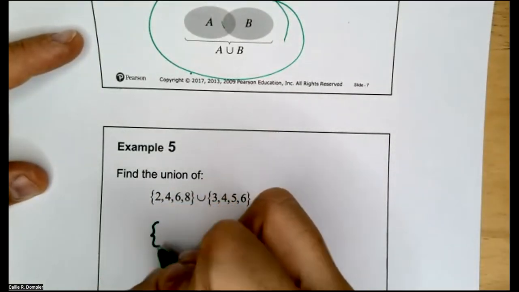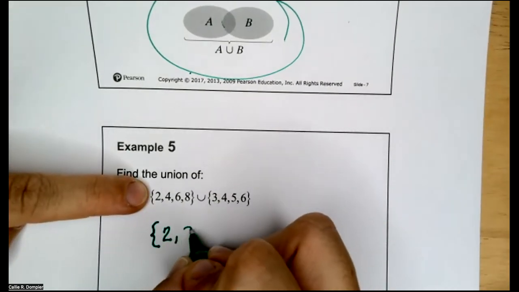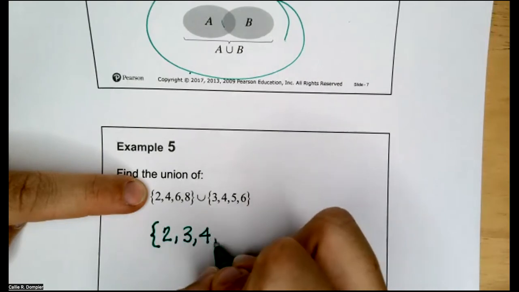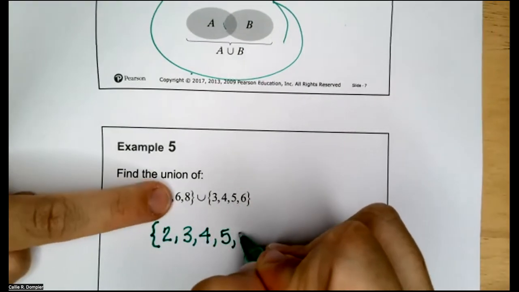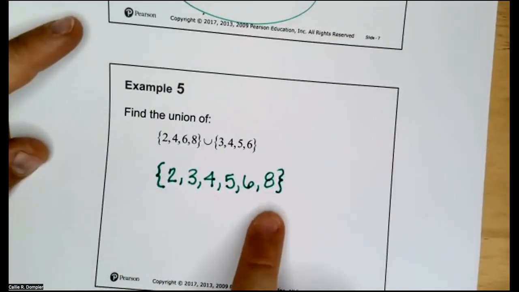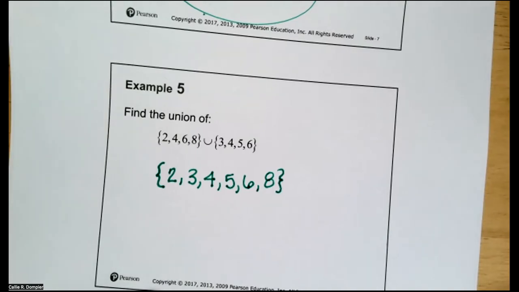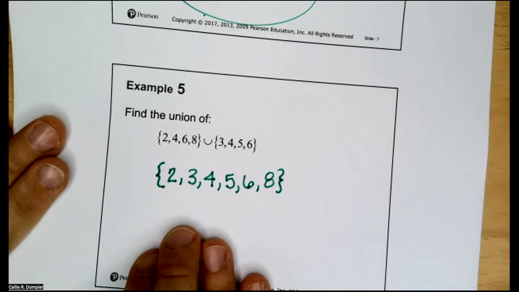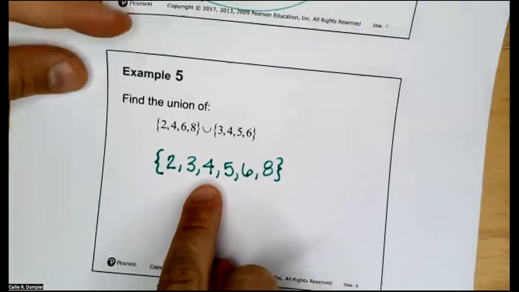So the union of this group and this group is this number, this number, this number, this number, which we already wrote down, so we don't need to write it twice. This number, and this number. So everything from both of them without repeating. So just make sure you feel comfortable with the difference between union and intersection, okay? So the union is going to look like that.